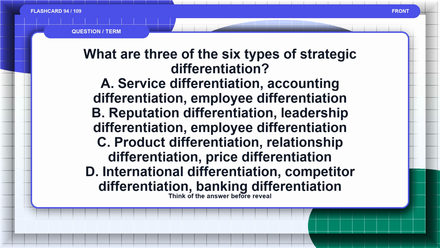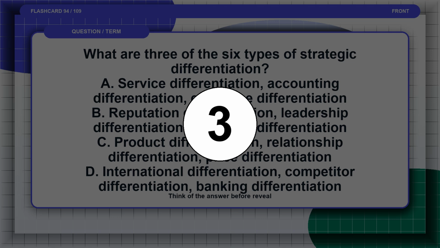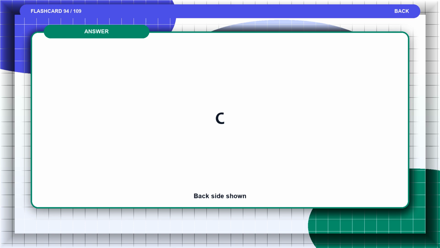Flashcard 94. What are 3 of the 6 types of strategic differentiation? A, service differentiation, accounting differentiation, employee differentiation. B, reputation differentiation, leadership differentiation, employee differentiation. C, product differentiation, relationship differentiation, price differentiation. D, international differentiation, competitor differentiation, banking differentiation. Pause and think of the answer before the reveal. The answer is A.